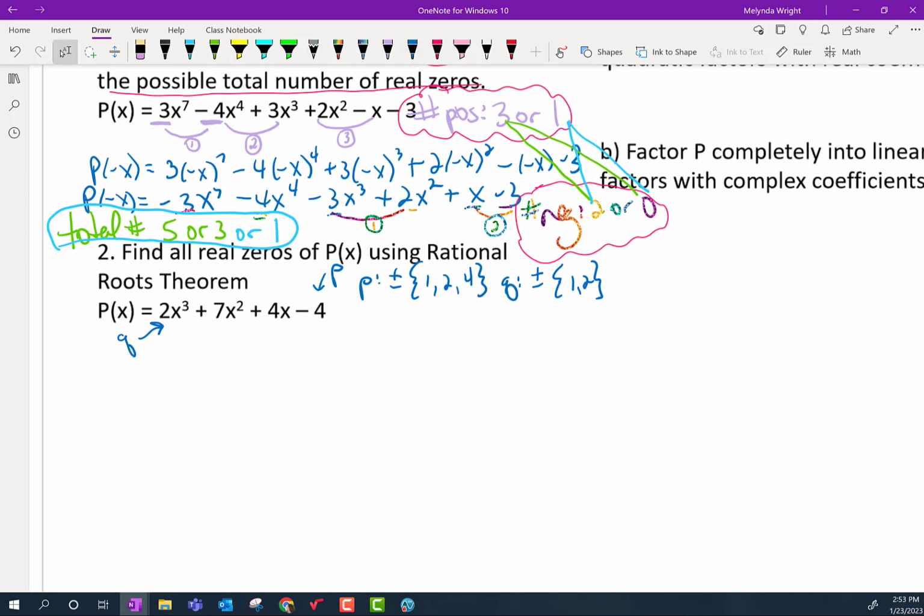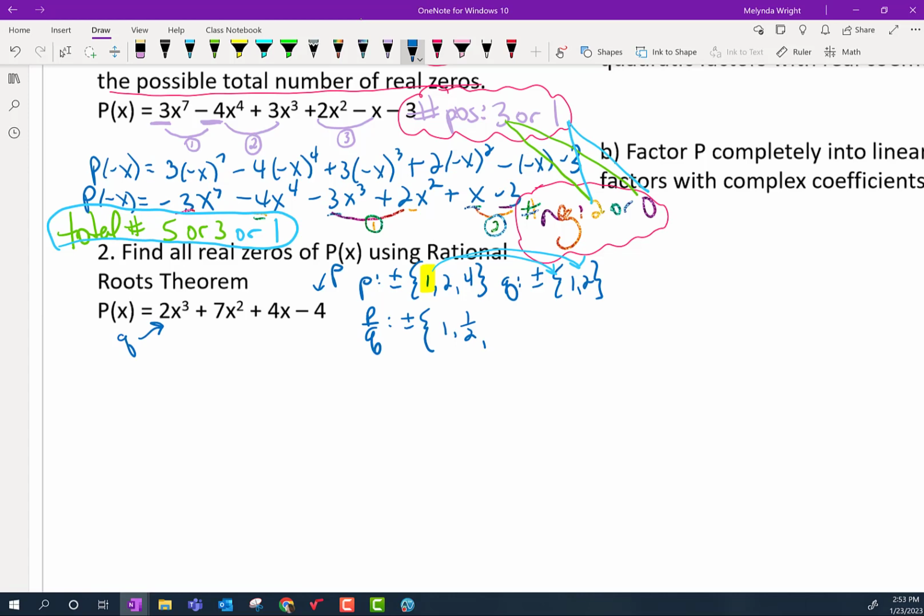Okay, great. Now we need to find P over Q, plus or minus. So what do I do? I take P and I put it in the fraction 1 over 1 and 1 over 2. That's what I do, and I do that with each of the numbers. 1 over 1 is 1. 1 over 2 is 1/2.